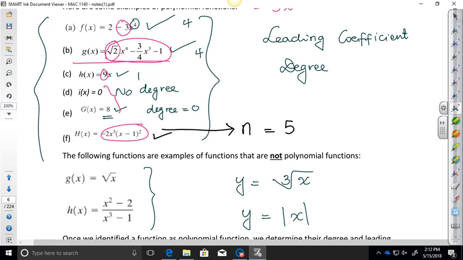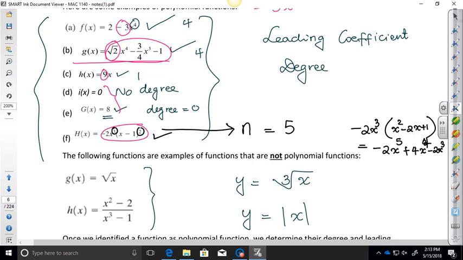Yes? For f, would degree be 3? Where did you get n equals 5? Because 3 plus 2. Because when I expand, I get negative 2x cubed times x squared minus 2x plus 1, which gives negative 2x to the 5, plus 4x to the 4, minus 2x cubed.